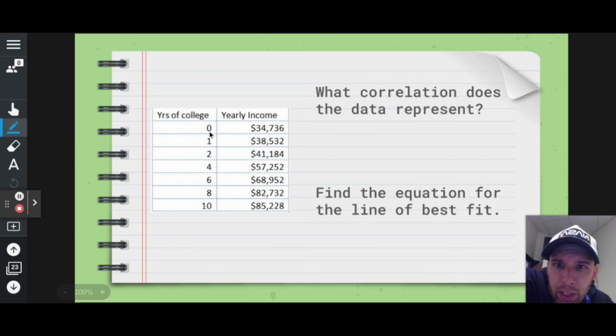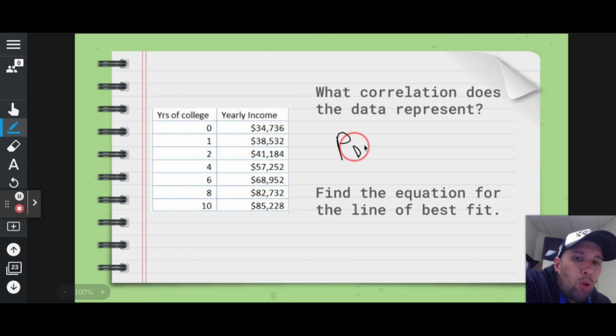So I have years of college and yearly income. Basically, this person collected data: somebody who didn't go to college makes that much money a year, somebody who went 1 year makes that much, somebody who went 2 years makes that much, and so on. It seems that as somebody goes to college more, they make more money. So what correlation does this data represent?